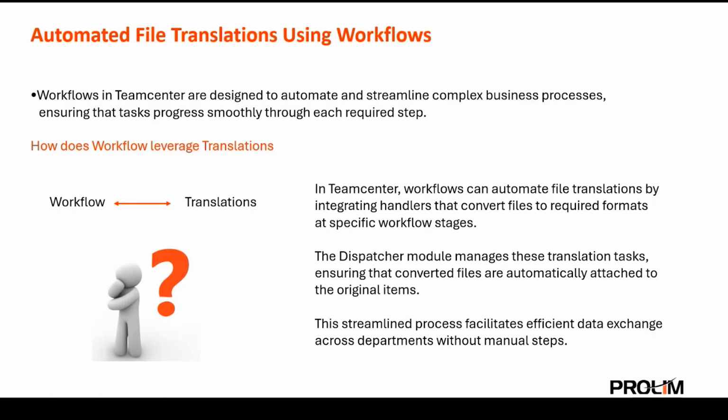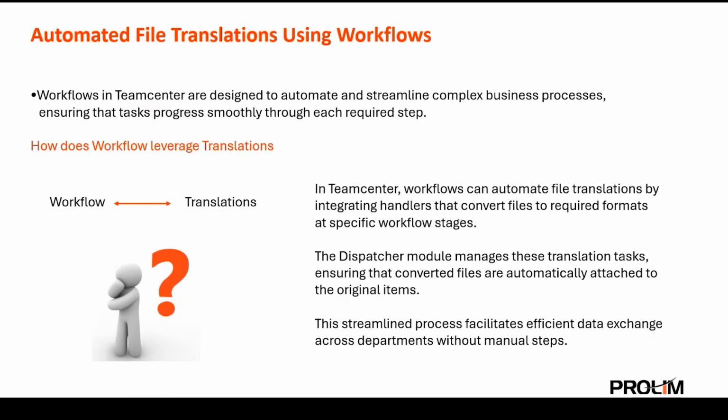How translations work with workflows. Translations can be triggered automatically within workflows by integrating workflow handlers. These handlers are set up to convert files to required formats such as JT or PDF as a part of the workflow. This setup automates the file conversion process and attaches the translated file to the original item. Just like in manual translations, the workflow sends the request to the dispatcher module, which handles the request and attaches the converted files back to the item.